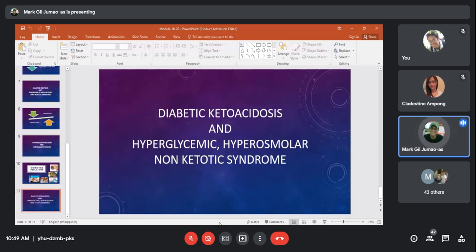Actually, your DKA and your HHNKS is very rare once the patient will really undergo an early treatment or early intervention once they diagnose either type 1 or type 2 diabetes mellitus. Okay? So, any questions?